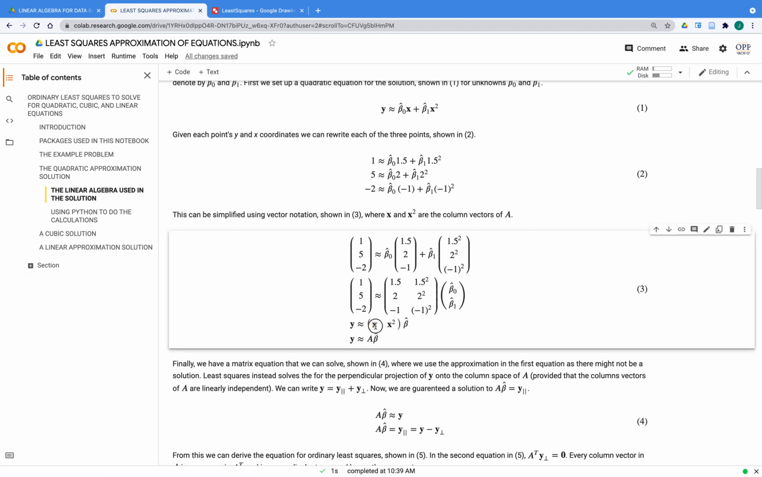This x here representing a column vector, and x squared, my second column vector, times beta hat, and that's a vector with the 2 values. And you can see when I multiply this matrix by this vector, I'm going to approximately get this 152. And that's what we write very neatly right at the bottom. So y, my vector y, is going to be approximately equal to some matrix times my vector of unknowns. And what I need to solve for is those vector of unknowns.